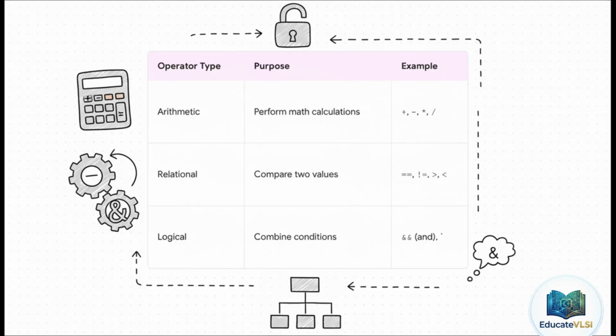So we've got our data stored in a variable. Now what? Just having it sit there isn't very useful, right? We need to actually do things with it. And that is where operators come in. You can think of these as your basic toolkit. You've got your arithmetic operators for doing math, your relational ones for comparing things, and logical operators to combine those comparisons into more complex questions.